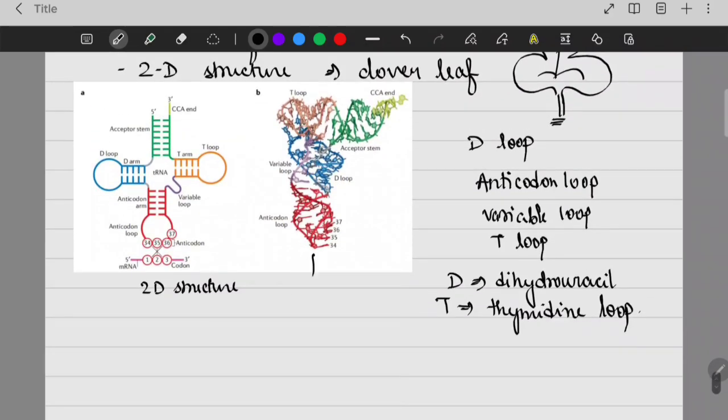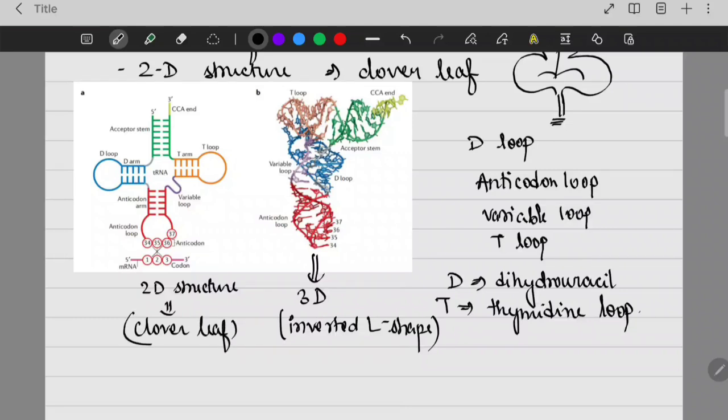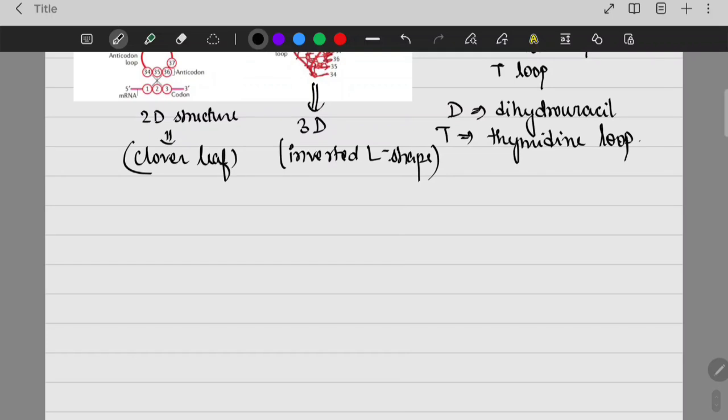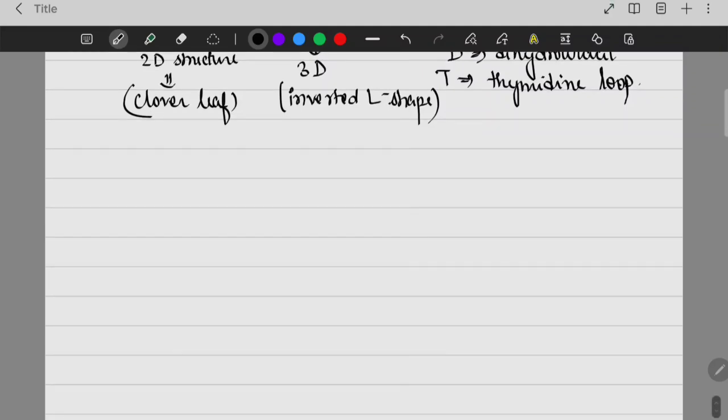And the 3D structure looks like an inverted L shape. The 2D structure is the clover leaf. Now there are 20 types of tRNA. Why 20 types? We know that 20 types of different amino acids can be attached to it. They are helpful for the formation of the peptide bond. As the name suggests, T means transfer. The tRNA helps to transfer the amino acids from different places to the ribosomes for the formation of the peptide bond. So what is the function?